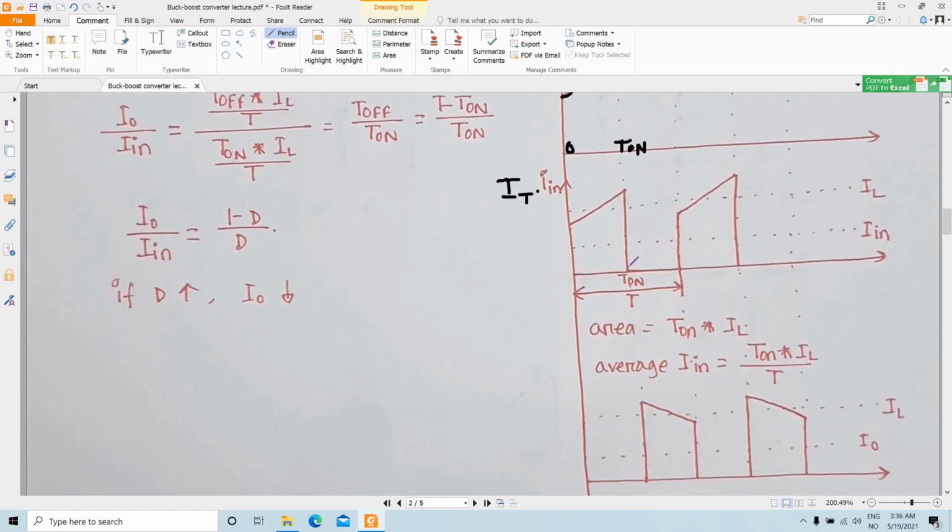For the rest of the time, the input current or the transistor current is basically 0 from the time t on to t. That means during off time. So this is your t off time, and this is your t on time. During t off, your transistor current is 0, while during t on, your diode current is 0.